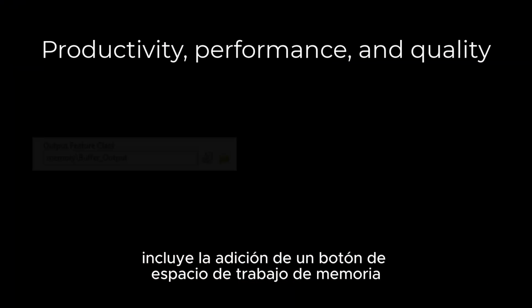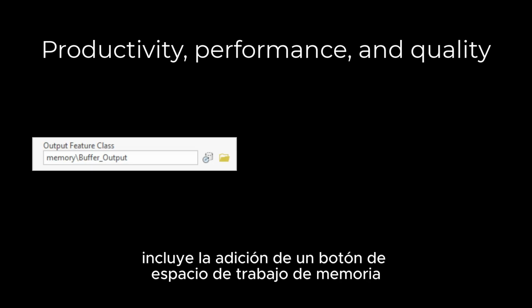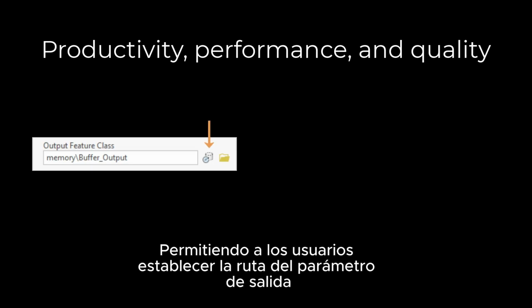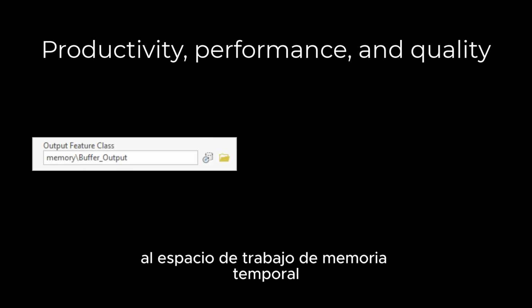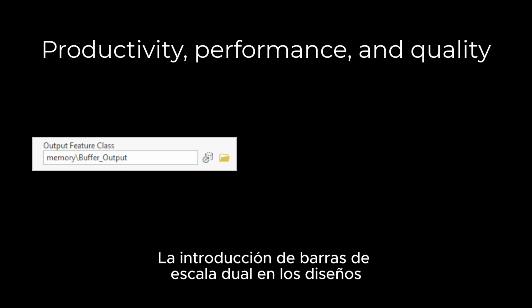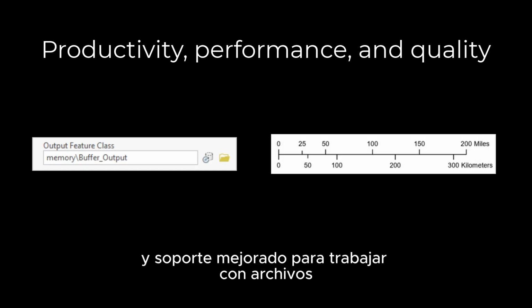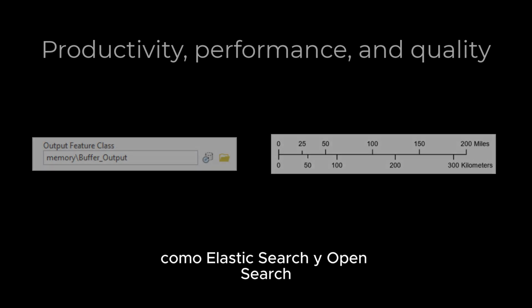Notable improvements include the addition of a memory workspace button on geoprocessing tools, allowing users to set the output parameter path to the temporary memory workspace, the introduction of dual scale bars on layouts, and enhanced support for working with Apache Parquet files and NoSQL databases like Elasticsearch and OpenSearch.